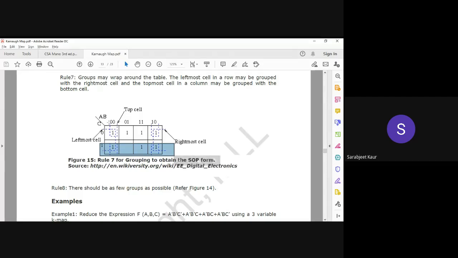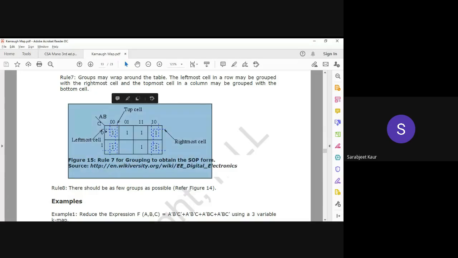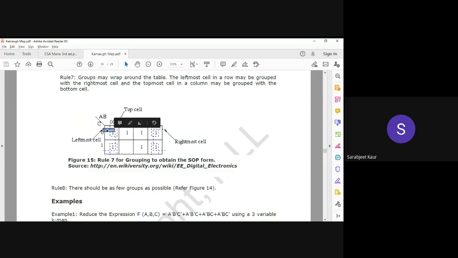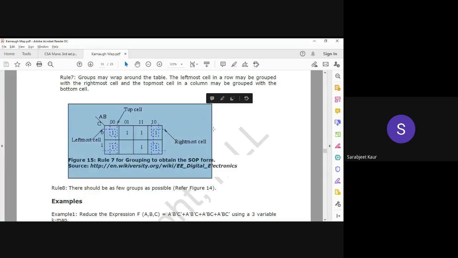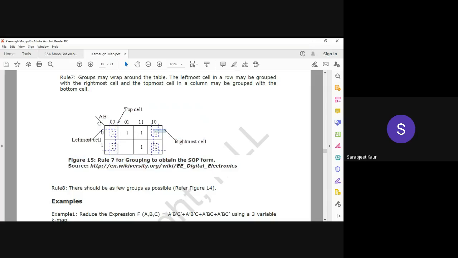That means that in the first case, instead of forming a doublet of these two ones in one group and these two ones in another group, I would rather form a quad of these two joined with these two ones over the ends because they are actually contiguous. Any problem? No, ma'am. Very good.